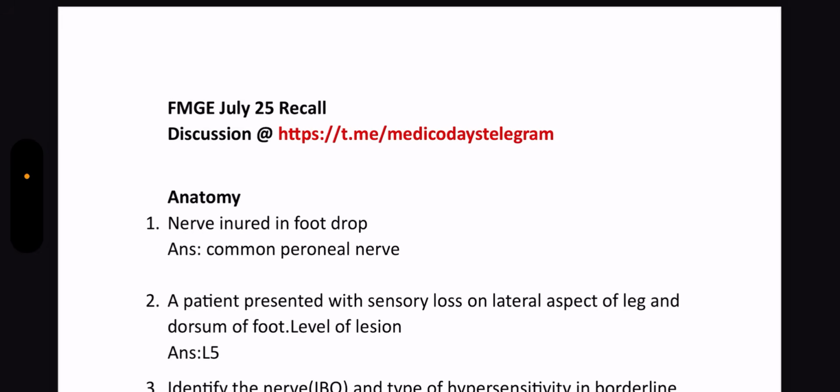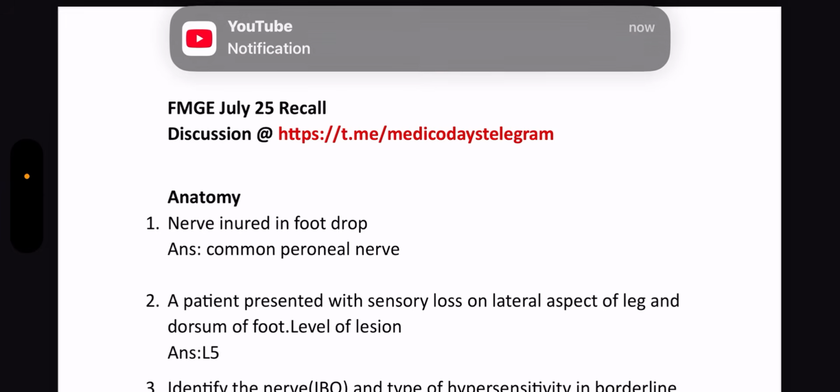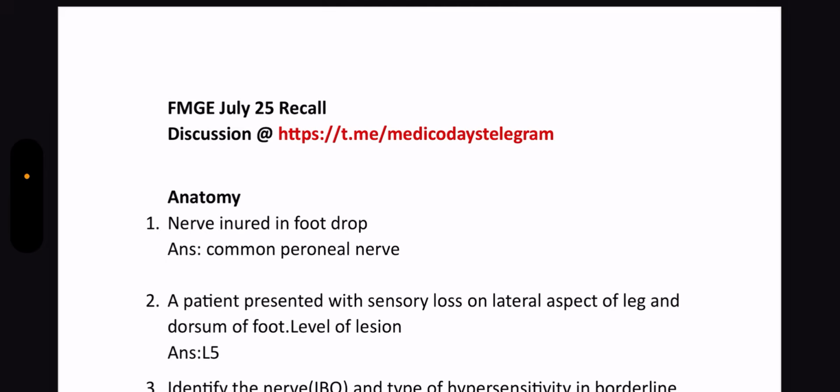So guys, if you are someone who is preparing for NEET PG 2025, then please go through the FMGE questions, because every time FMGE and NEET PG questions are related because the board is the same, and some questions from NEET PG come in FMGE and some questions from FMGE come in NEET PG. So this is always a trend.